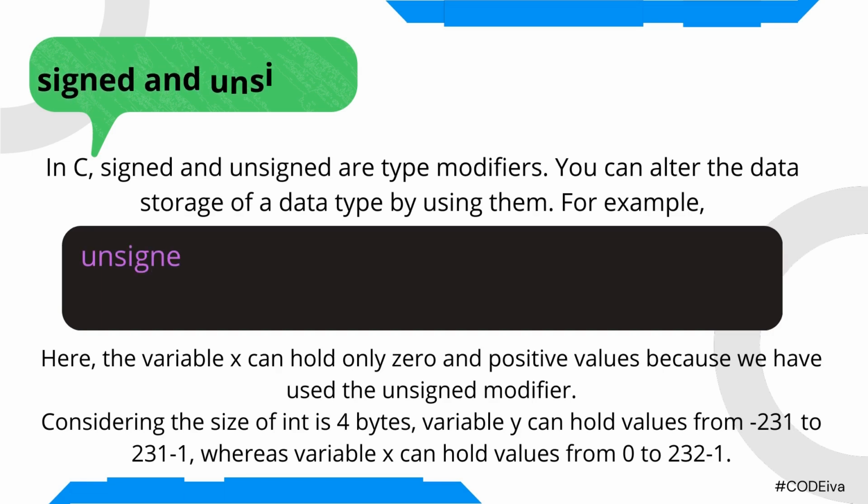You can always check the size of a variable using the sizeof operator, as shown below. Signed and unsigned. In C, signed and unsigned are type modifiers. You can alter the data storage of a data type by using them, as shown in the example. Here, the variable x can hold only 0 and positive values, because we have used the unsigned modifier. Considering the size of int is 4 bytes, variable y can hold values from -2^31 to 2^31 - 1, whereas variable x can hold values from 0 to 2^32 - 1.